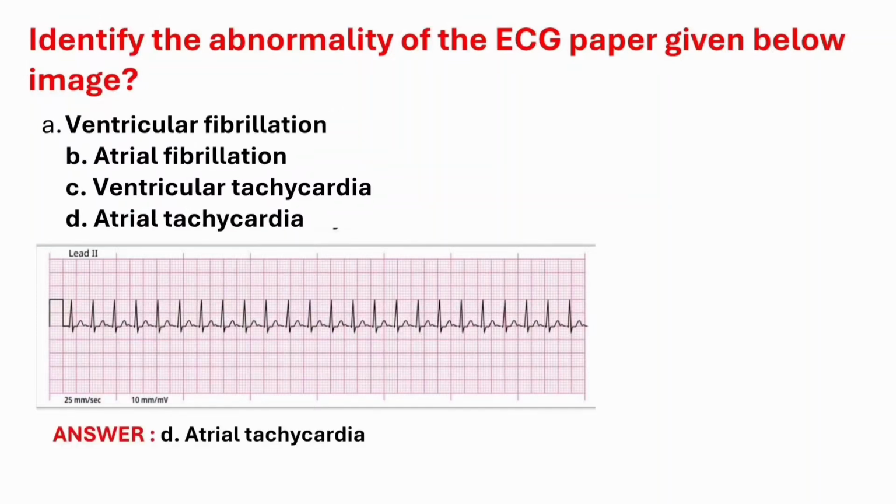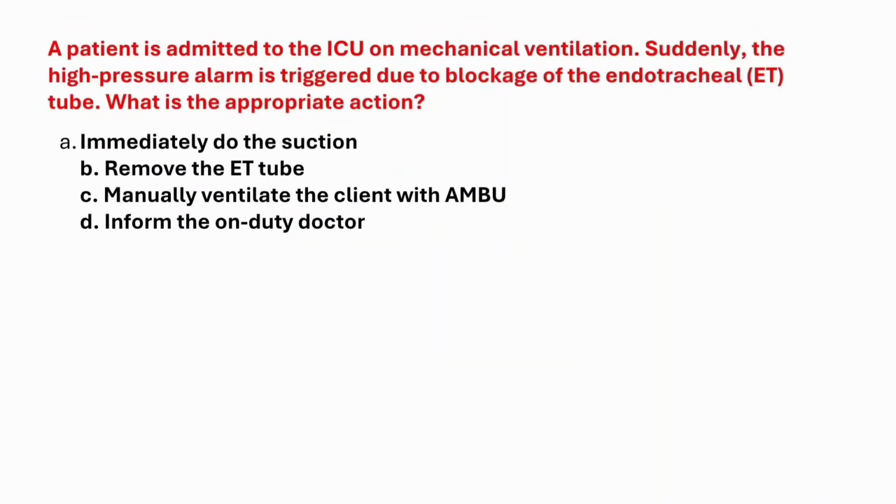Atrial tachycardia. A patient is admitted to the ICU on mechanical ventilation. Suddenly, the high pressure alarm is triggered due to blockage of the endotracheal tube. What is the appropriate action? A. Immediately do the suction. B. Remove the ET tube. C. Manually ventilate the client with ambu. D. Inform the on-duty doctor. The correct answer is A.